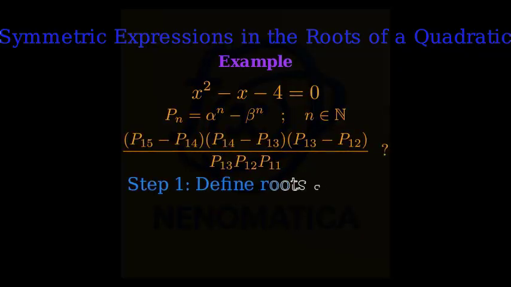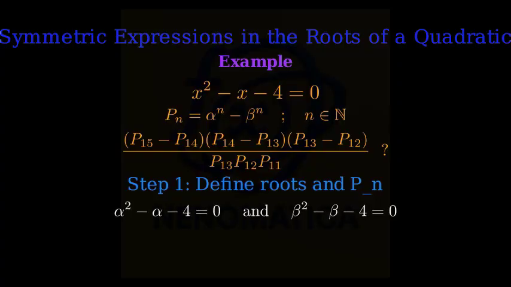Step 1. Let alpha and beta be the roots of the quadratic x squared minus x minus 4 equals 0. We define p sub n as alpha to the n minus beta to the n. Because alpha and beta are roots, each satisfies the quadratic equation. Step 2. Multiply the first equality by alpha to the power n minus 2 and the second equality by beta to the power n minus 2.